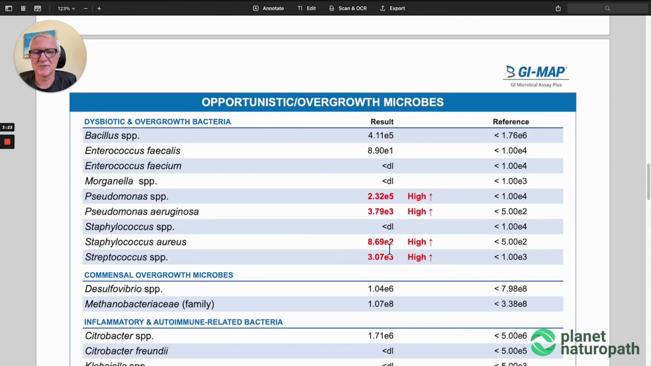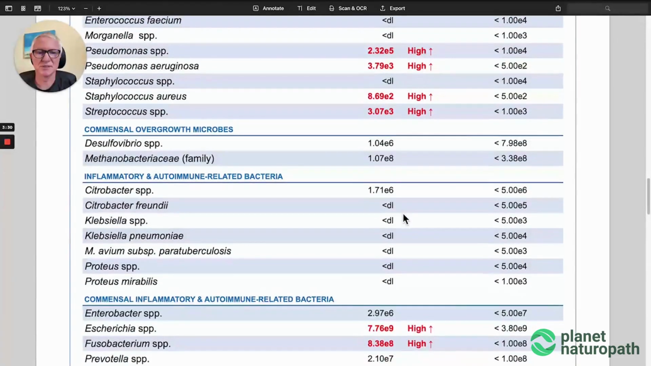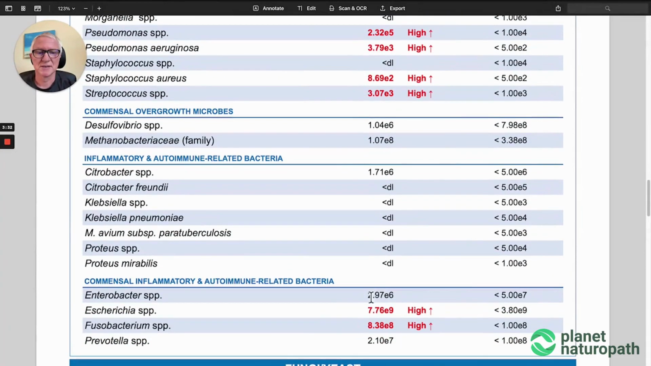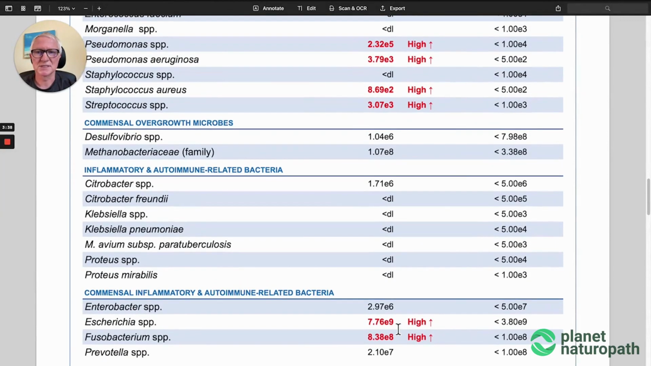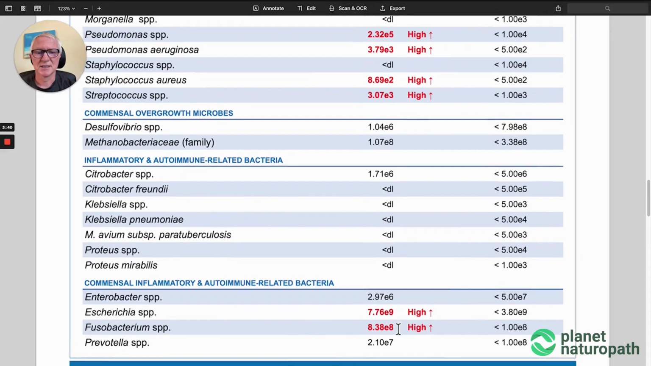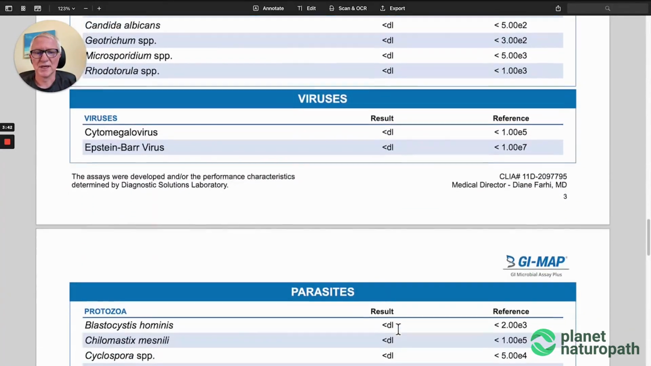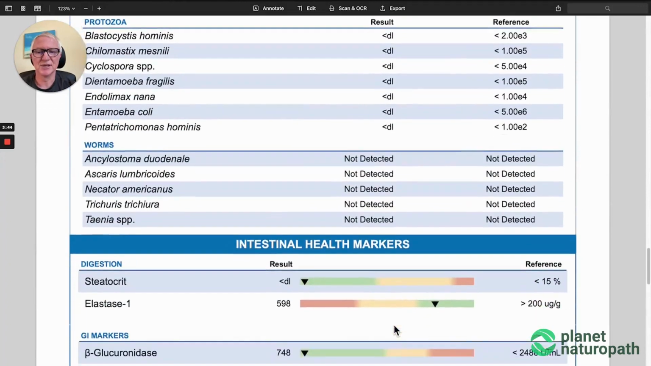And then same with the staph, that's a little bit high, and the strep's a little bit high. They can both be pro-inflammatory as well, but the main issue here is this high Pseudomonas. And then with these commensal inflammatory ones, they're a little bit high, but that's less of a problem than the Pseudomonas. And once again, we look at the other markers. Everything's negative here.